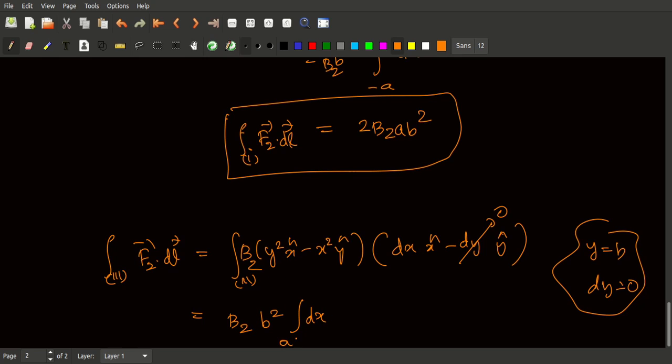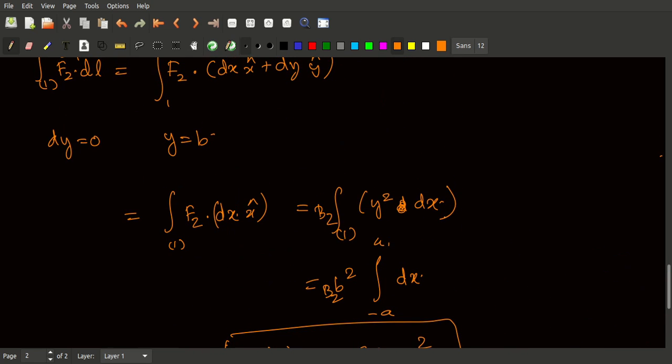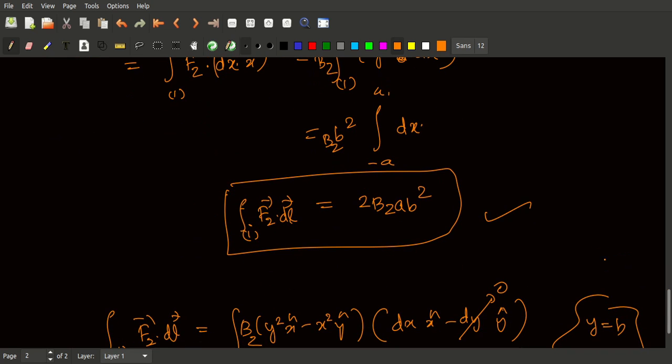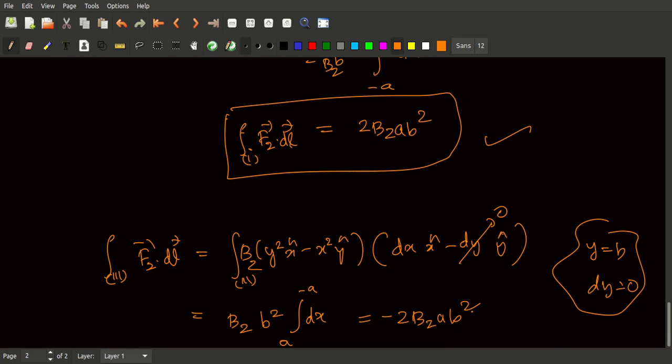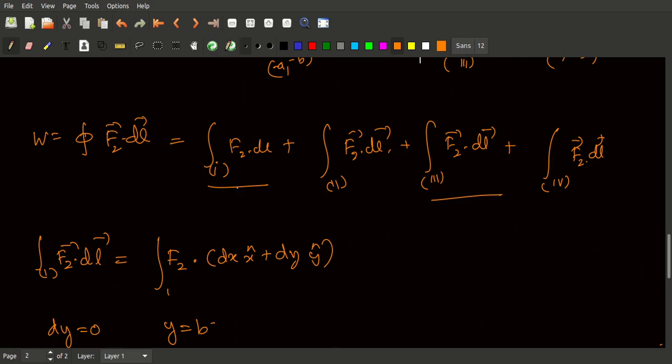From where to where now? A to minus a. So what will be the answer for this one? This will be minus 2b2 a b square. Now look at this one. For the first part, when we integrated it, we got this one here, and for the third part we integrated, we got just the opposite value, negative value. So when you add and substitute it here, this term and this term will vanish. In a similar manner, you will see the second term and the fourth term also will vanish.